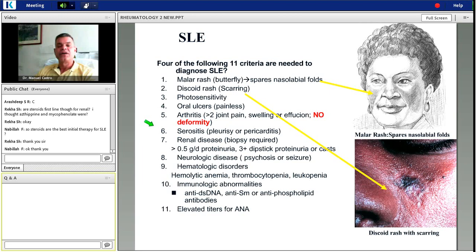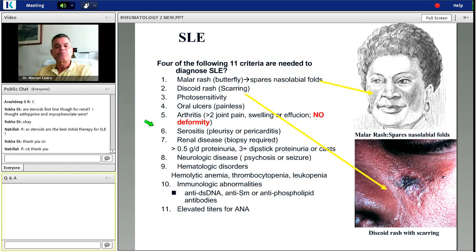And remember that the arthritis that you're always going to see in SLE is non-deforming. It doesn't cause deformity. Very high yield for Step 2. You're going to be asked that. You know, does the arthritis of SLE cause deformity? No, it does not cause deformity. Keep that in mind, okay? Now, serositis. What is serositis? Either pericarditis or pleuritis, okay?